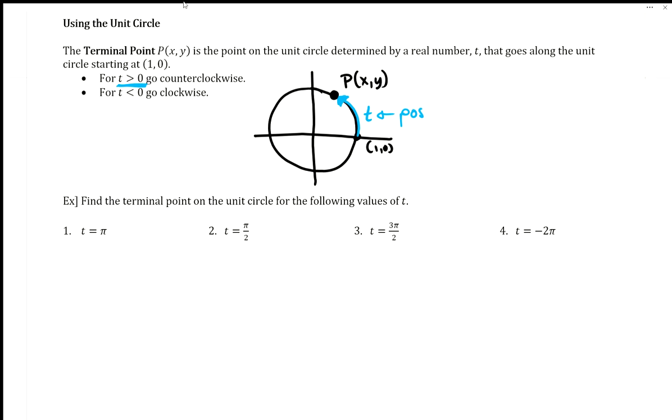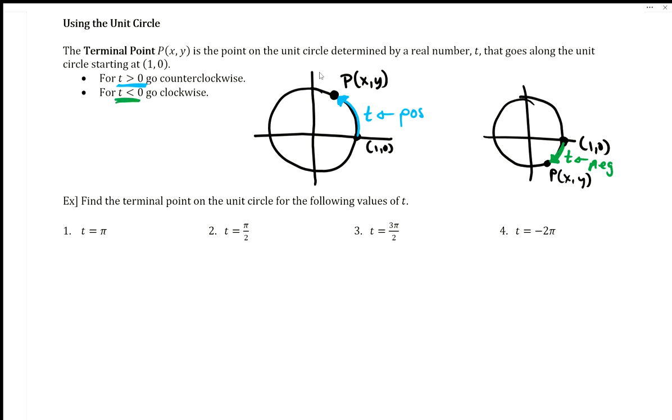Let's draw another circle just to the side. So same unit circle. We draw this a lot in this class. So there's where we start. And if we were to go clockwise, let's do that in green, some length around. Now it could be any length around. I'm just keeping it kind of short. And if we stop right there, that's where we would say is the terminal point. And that length in the green is the value t. So that's going around the circle clockwise. That would be a negative value. So t is less than 0, going clockwise means it's negative.